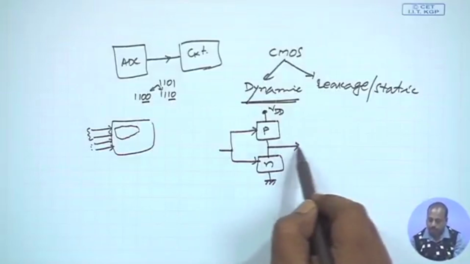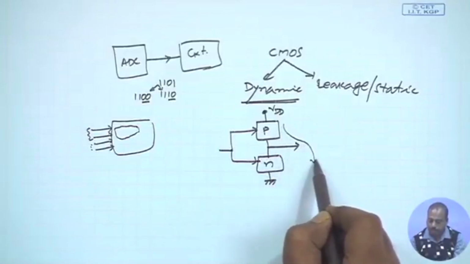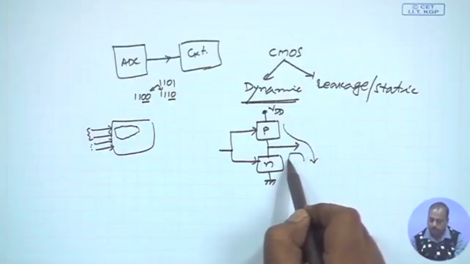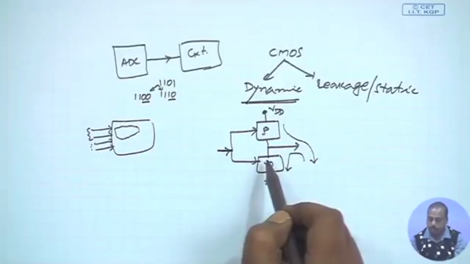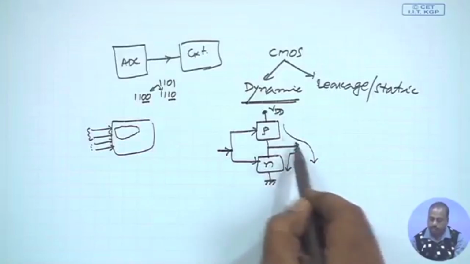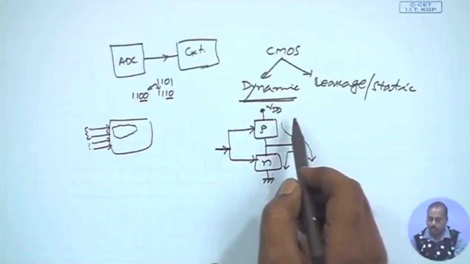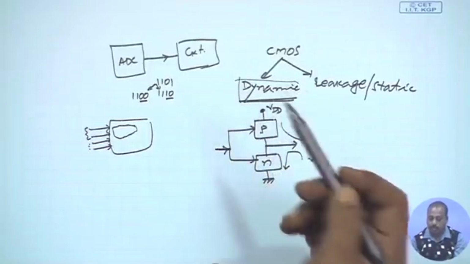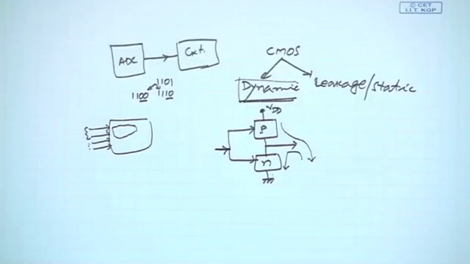Now you see that when this output changes to 1, then the load capacitor gets charged like this, and when this output becomes 0, then this load capacitor is discharged like this. But when the input is steady, either the P network or the N network is cut off. As a result, there is no current flow through this device. So power is consumed only when there is a switching. That is why in CMOS, the majority of power consumption is due to this dynamic power, which occurs when the switching occurs.